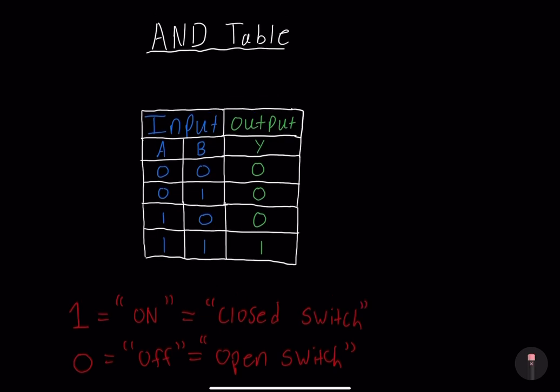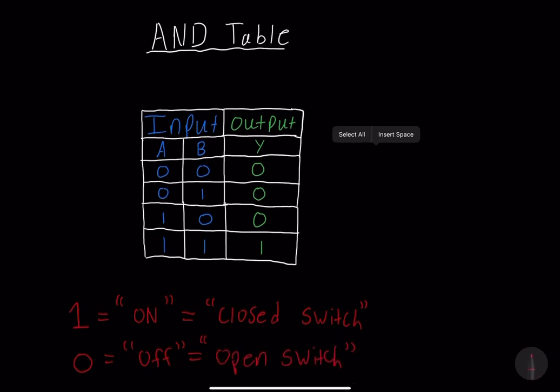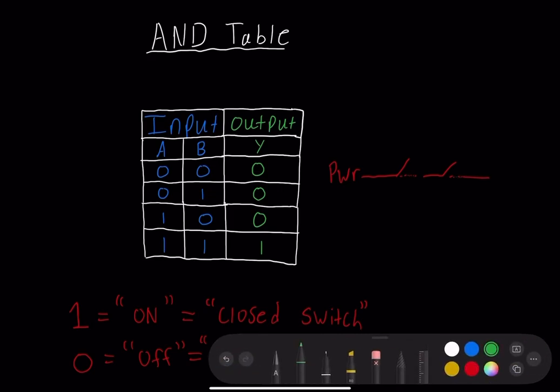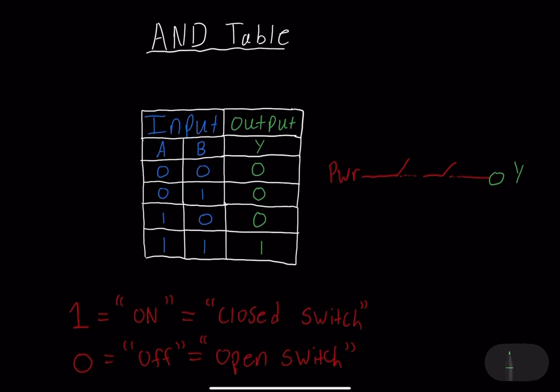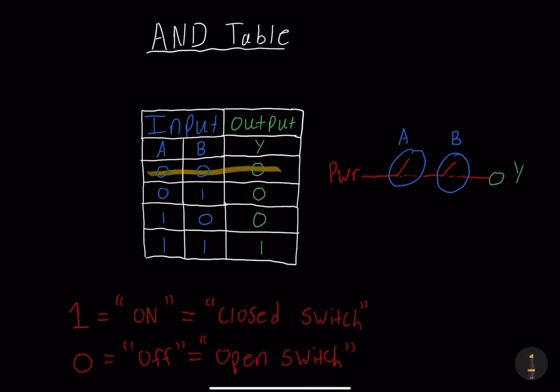So I wrote out the AND truth table already, and as you can see, the inputs in blue are A and B, while the output in green is Y. To help you visualize this, I'll draw a very simple circuit with two switches, where we have power connected to an open switch, which is connected to another open switch, and that's connected to the output Y. This first open switch represents the input A, and this second open switch represents the input B. Now let's look at the row where input A is 0, input B is 0, and output Y is also 0.